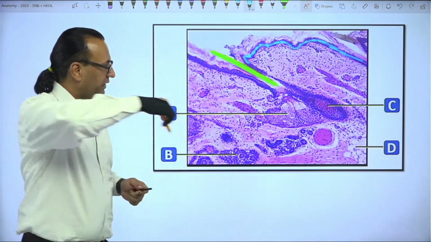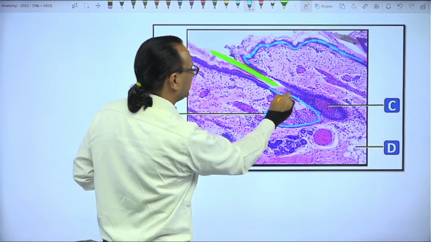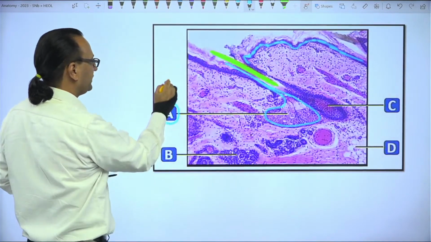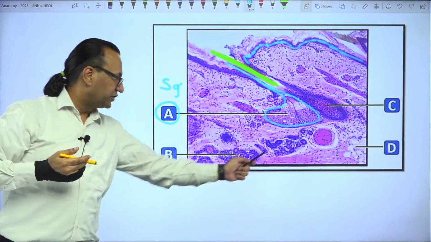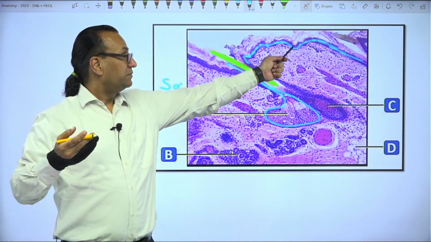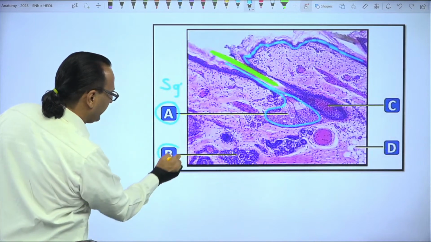Related with the hair follicle, we have this gland here, and that is pouring some sebum along the follicle. So this A should be sebaceous gland. Then there is one more gland which relates with the hair follicle and in the skin, and that will be this marker B, sweat gland.